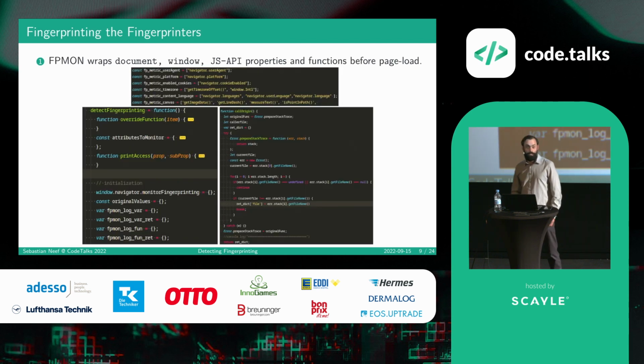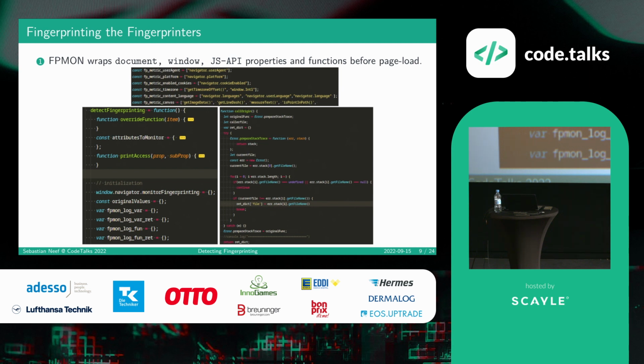All right, and again, I know that I said this will be code independent, but I couldn't resist putting some lines of code into my presentation. So here are the different properties that we monitor, and then we have some functions that will override the properties with some wrappers. So we can actually monitor the access.